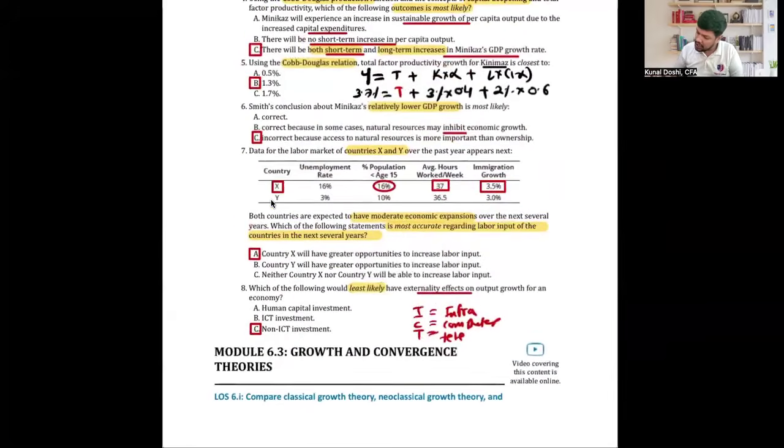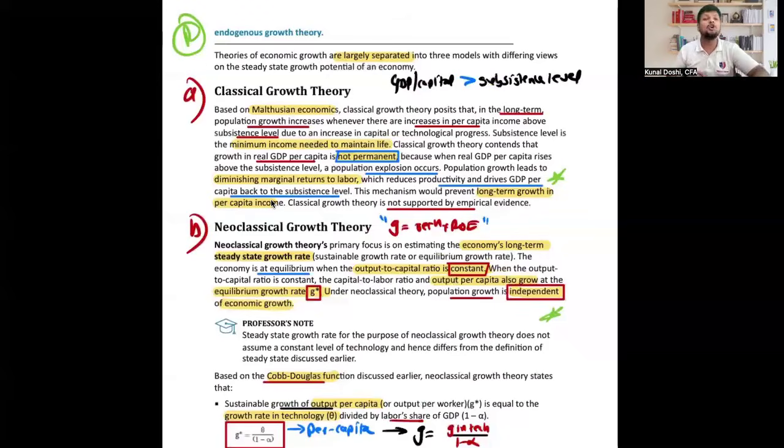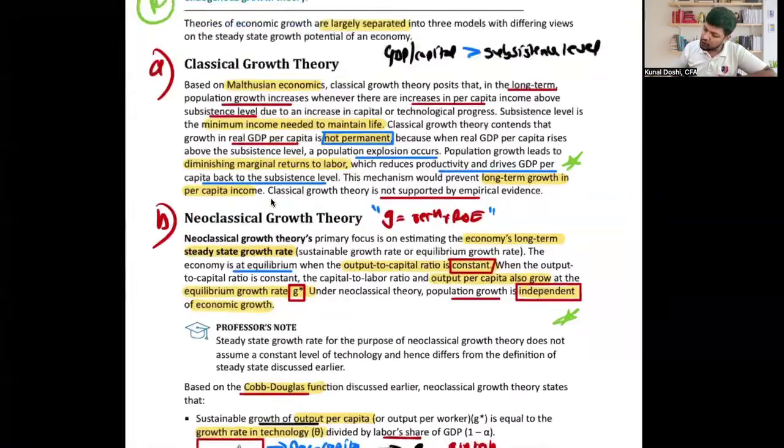Now we move on to those factors which are endogenous growth theory, right? And we will see along with that the classical and neoclassical growth theories. Very high chance that if something is to be asked on this topic, they might ask you something about the different theories of growth. So what are the different theories of growth?